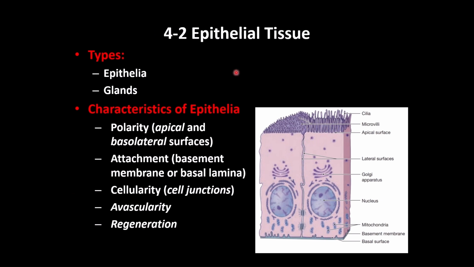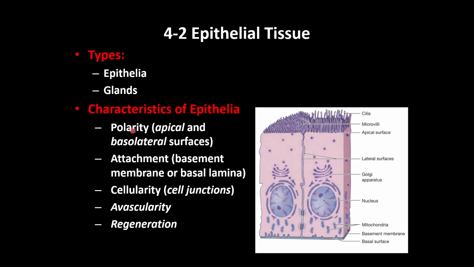So the epithelial tissue is divided into epithelia and glands. Epithelia is usually for protection, and glands are for secretion. Now let's talk about the specific criteria and characteristics of epithelial tissue that are different from other types of tissue.